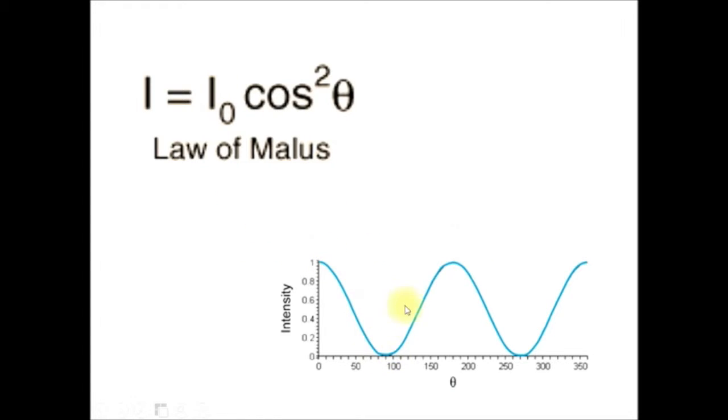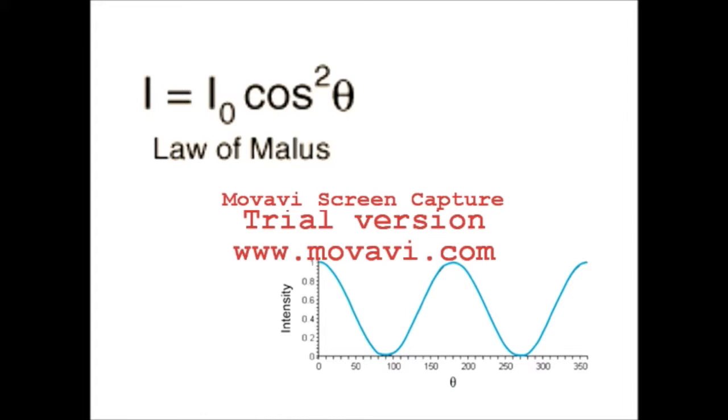We can see in this graph here how the intensity varies according to the angle. It's important to notice that at 90 degrees, the light intensity is 0.